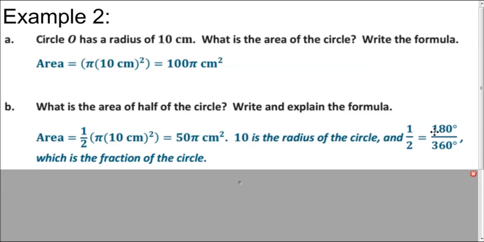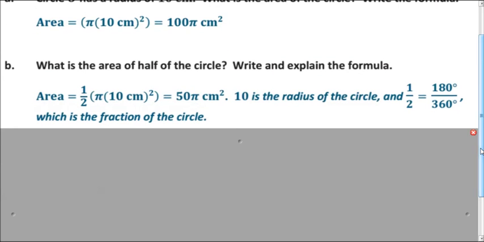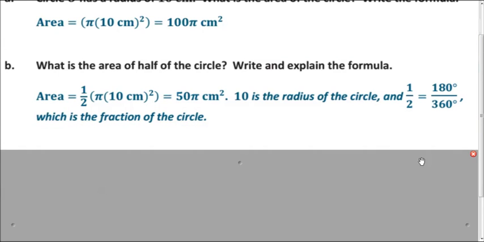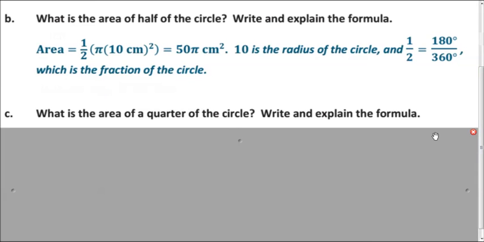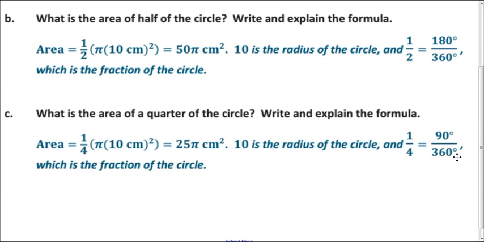We know in a semicircle, there's 180 degrees, divided by 360 degrees, and that gives us 1/2. And what about a quarter circle? Well, similar idea. 90 degrees in a quarter circle, so that divided by 360 gives us 1/4. So 1/4 times this area gives us 25 pi square centimeters.